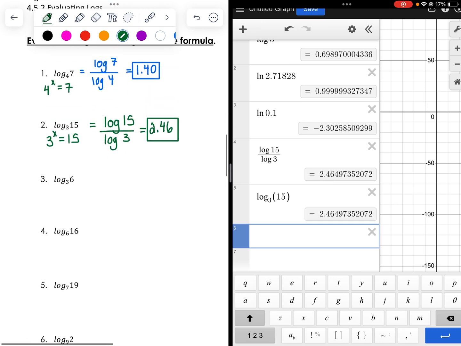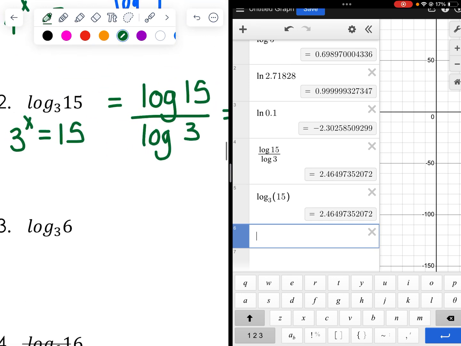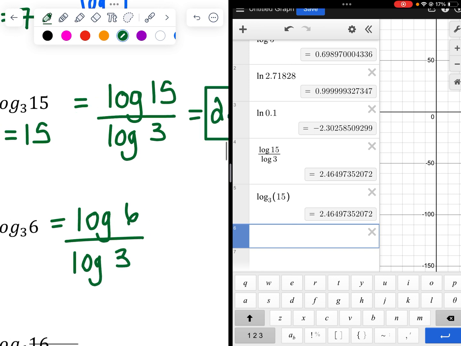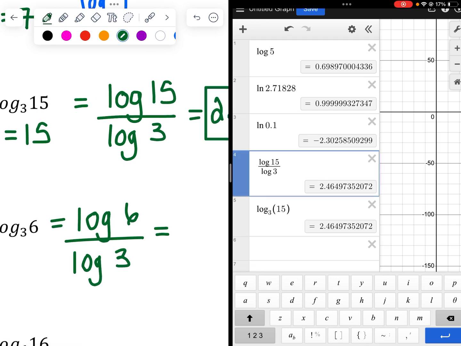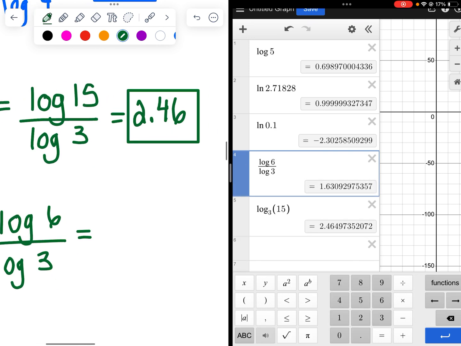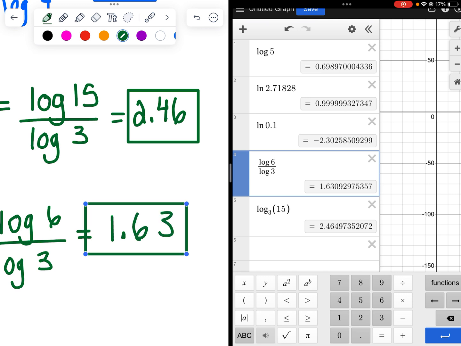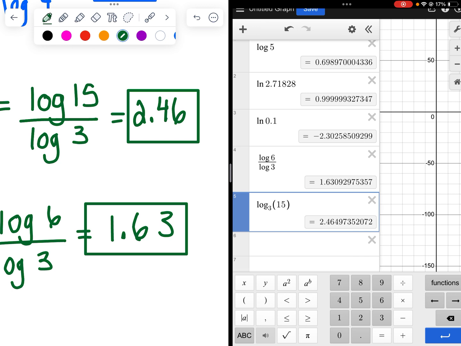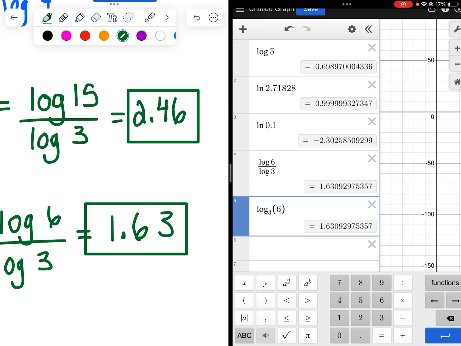Okay, we're going to do a few more here, and then you have a quiz for practice. So we have log base 3 of 6. So we would do log 6 on top, log 3 on the bottom. If we type that into our change of base formula here, 6 on top, 3 is going to stay. Our answer is 1.63. And if you wanted to check it with the other one, you should see that you get the same answer, 1.63.